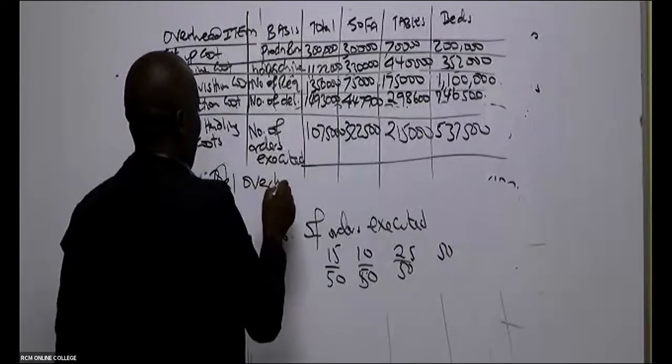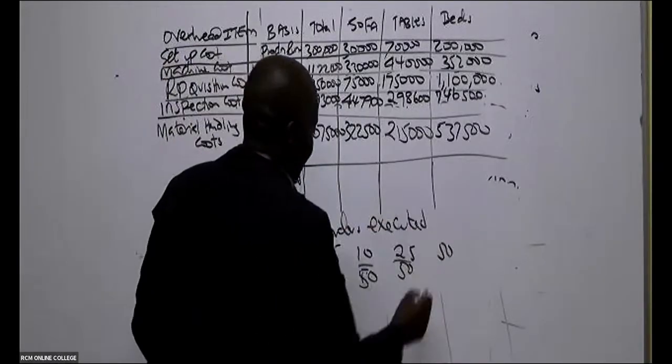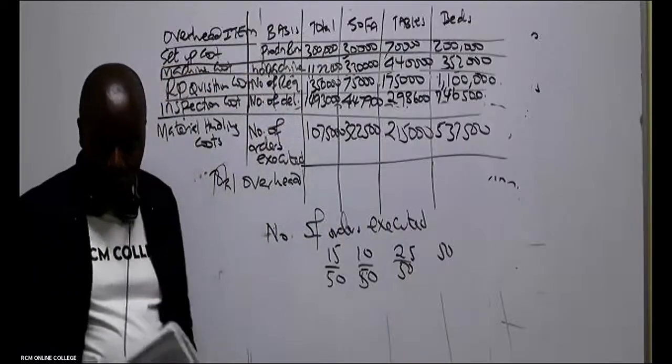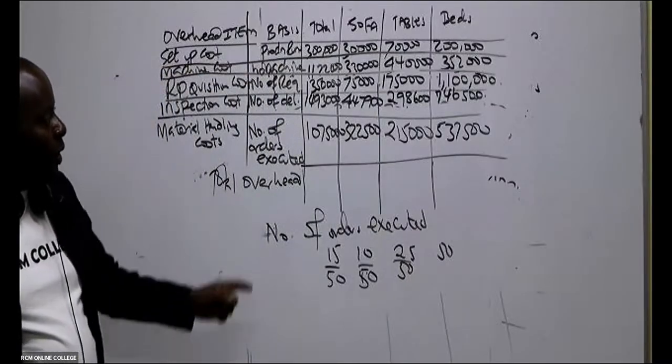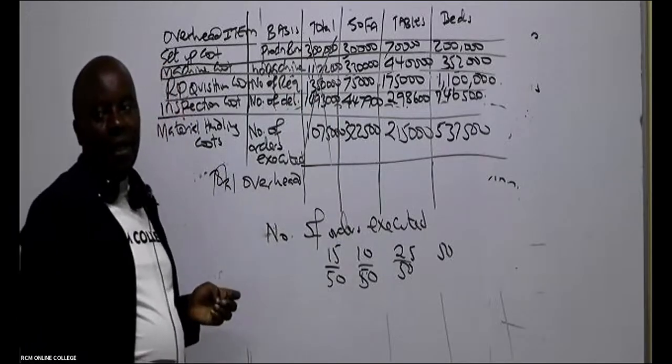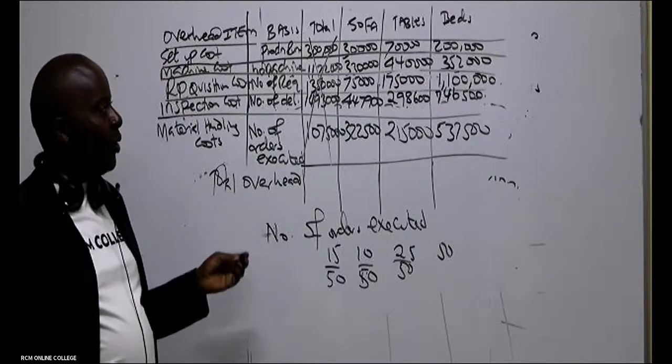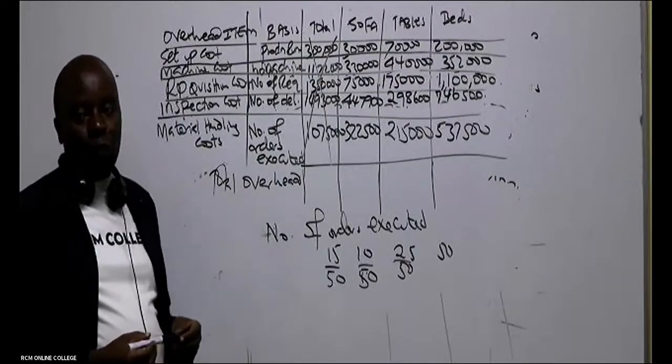Go ahead and give us the total overheads. So total overheads for sofa set. Never work with this column, it is unnecessary. Don't add that column, it's unnecessary and a waste of your time. So give us the total overheads for sofa.